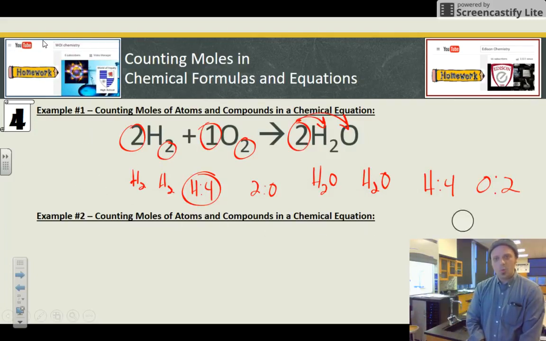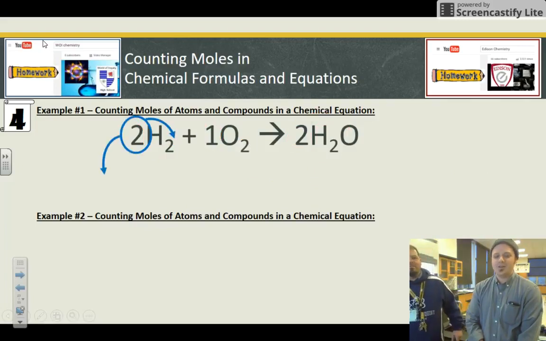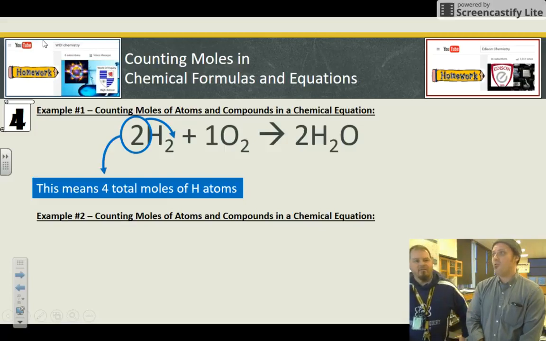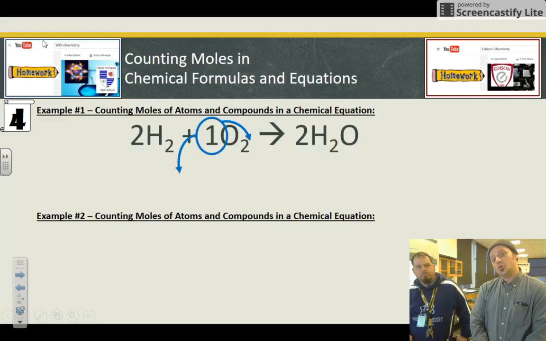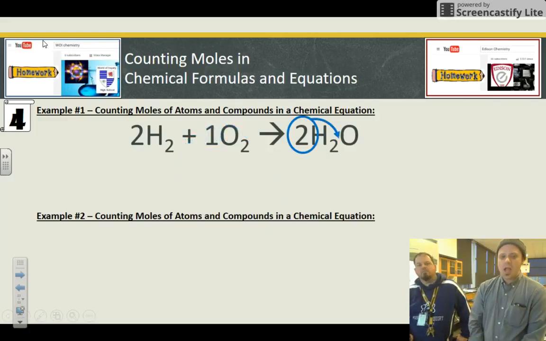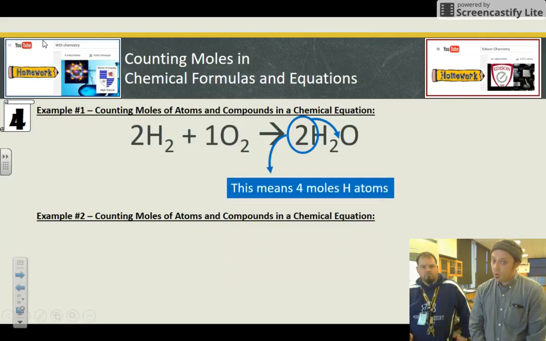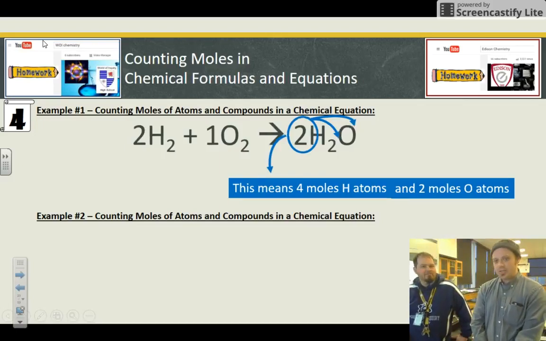I was just so excited to draw on the board, and I bet it's all animated out. Let's see if I got it right. Mr. Milk is checking his work. 4 total moles of H atoms because 2 times 2 is 4. Distributive property. 2 total moles of oxygen because 2 times 1 is 2. That 1 is not written, but it's implied. I got it right. You did do it right.